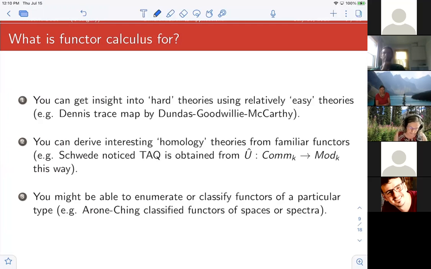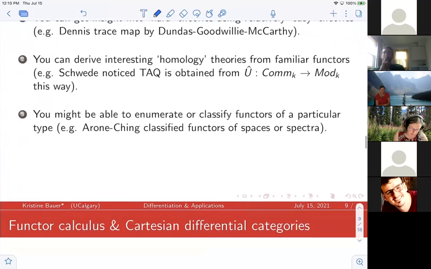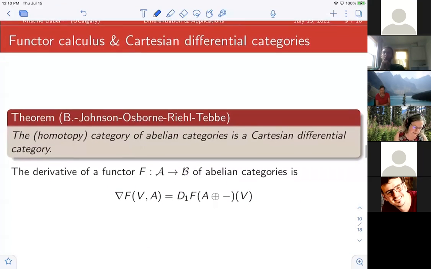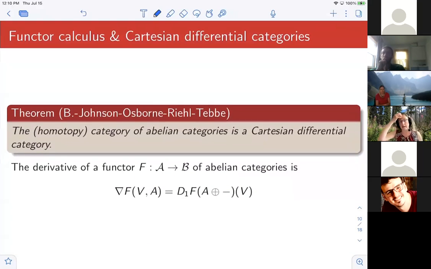And what I want to show you now is that, in fact, one of the reasons functor calculus is so useful is because it is exactly an example of a place where categorical differentiation arises. So a few years ago, along with my co-authors Brenda Johnson, Christina Osborne, Emily Riehl, and Amelia Tebbe, we showed that the homotopy category of abelian categories is a Cartesian differential category. So this is a category whose objects are abelian categories, whose functors are any maps between abelian categories.